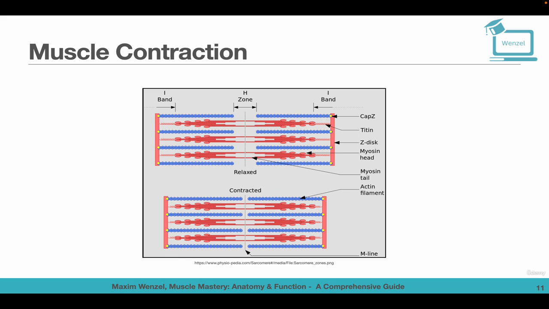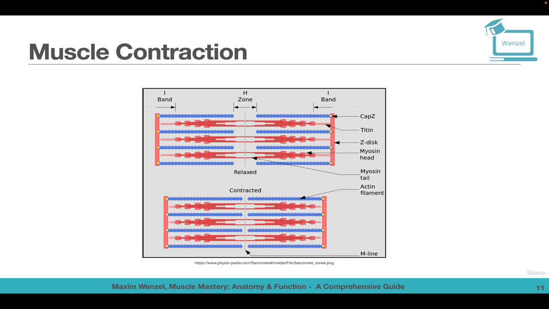So now you know all the basics about the three different muscle groups. You know about smooth muscle, the cardiac muscle, and the skeletal muscle. And as part of the chapter on skeletal muscle, I talked a little bit about muscle contraction. I've only touched on this, and in the next chapters, we will go into more detail about it.